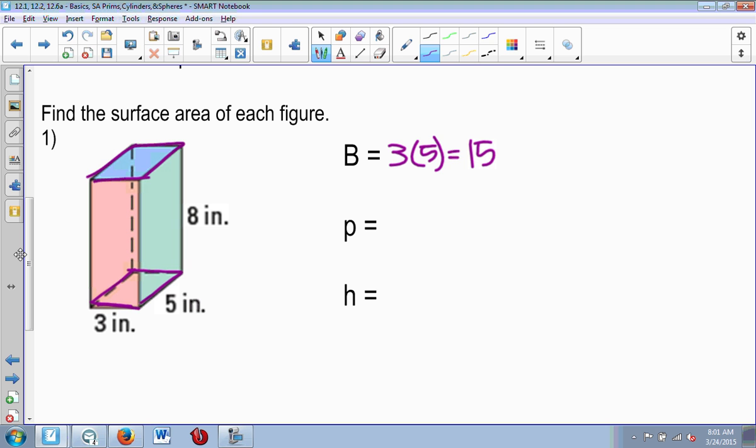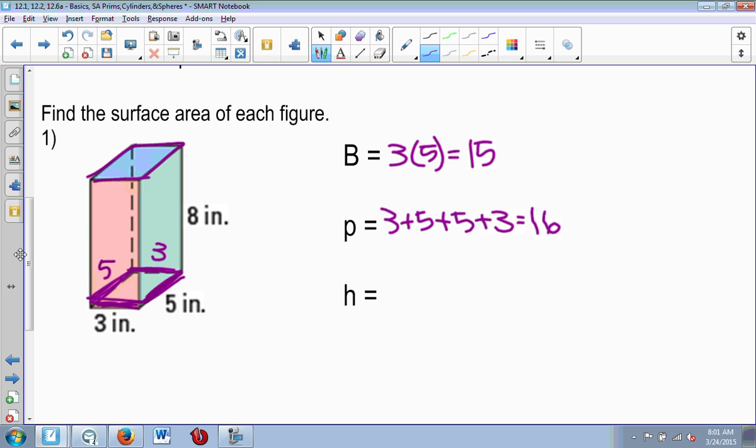The next thing we would want to identify is what's the perimeter of the base. So how far is it around the entire base? This rectangular base has 4 sides, so we would want to add all 4 sides together: 3, 5, 3, and 5. And if you add those together, you get a perimeter of 16.